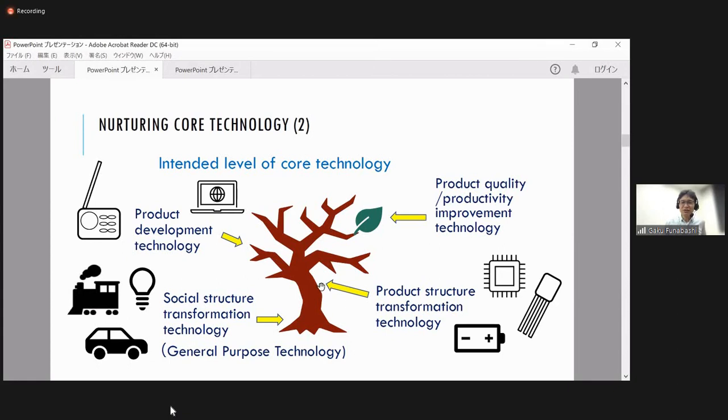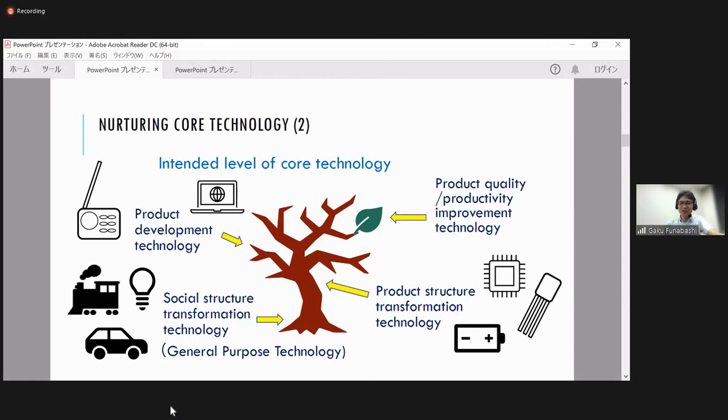Then the second level of technology is product structure transformation technology. It does not drastically change people's life, but with these technologies, the product itself changes drastically. For example, with the development of the battery, there are many changes. And this is an IC chip. Before the IC chip, this was called a transistor. This is not squared. This is a transistor. With the development of the transistor, it changed a lot.